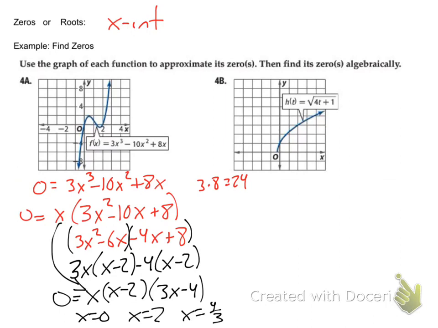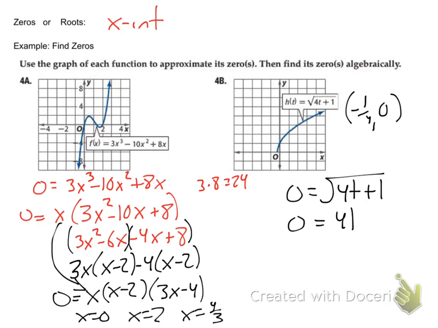We can do the same thing on the second graph here, and I can say, hey, it looks like it's about a negative 1/4. So (negative 1/4, 0) is where I'm saying the zero or the x-intercept of that graph is. I can solve it by 0 equals the square root of 4t plus 1. 0 equals, when I square both sides, subtract 1, divide by 4.